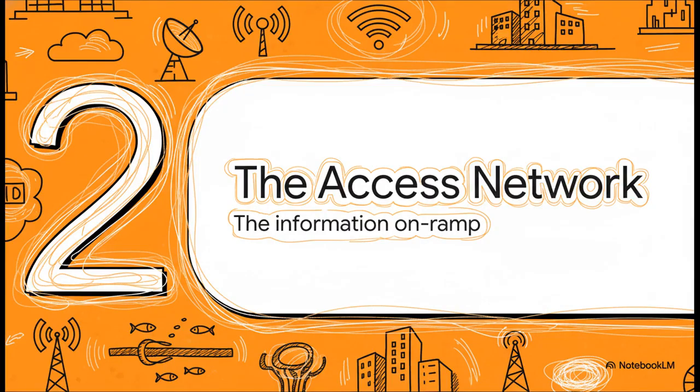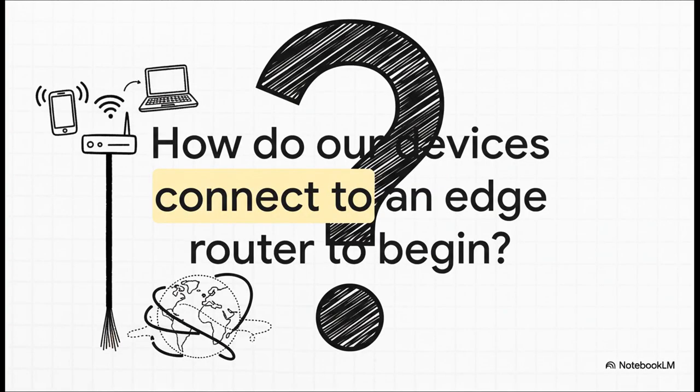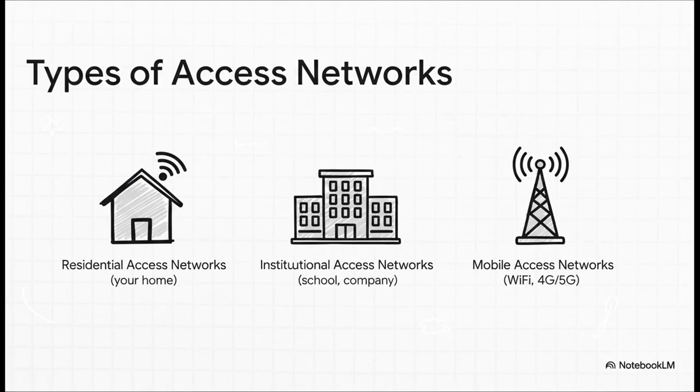Okay, so you've got your device, the clients, and it needs to talk to a server somewhere out there. How does it get onto what people used to call the information superhighway? Well, it gets on through something called an access network. Just think of it like the on-ramp to the freeway. Which, of course, leads us to a really crucial question. How do our devices actually connect to that very first router, that gateway to the rest of the internet, to even begin their journey? For most of us, it happens in one of three main ways.